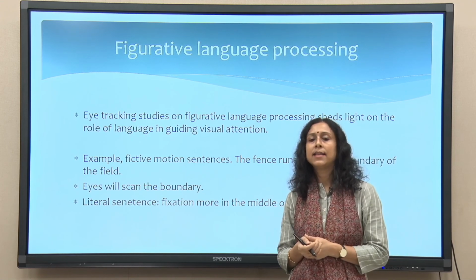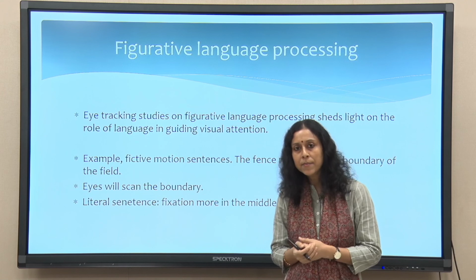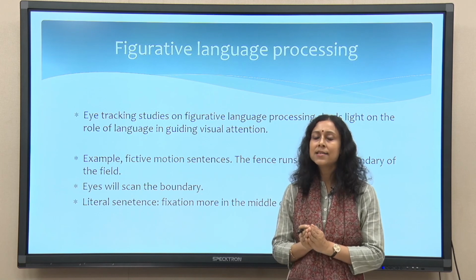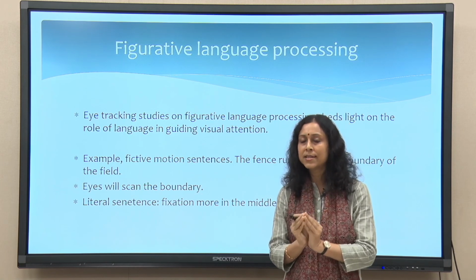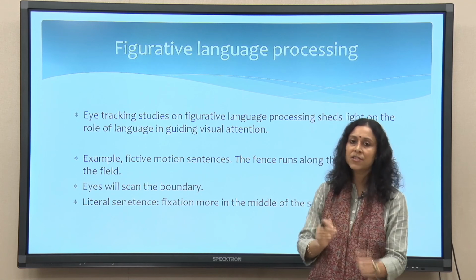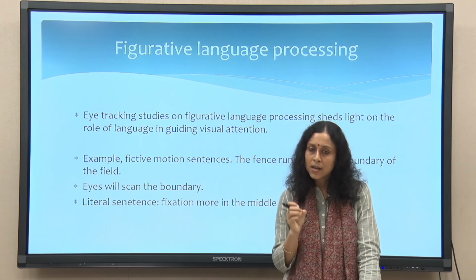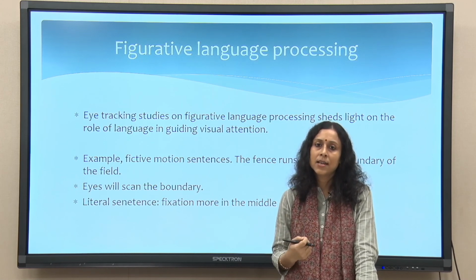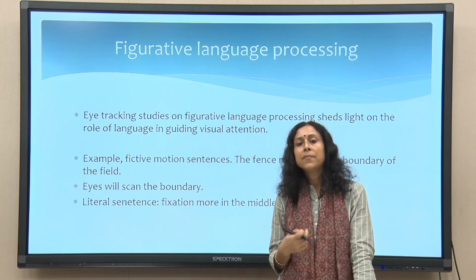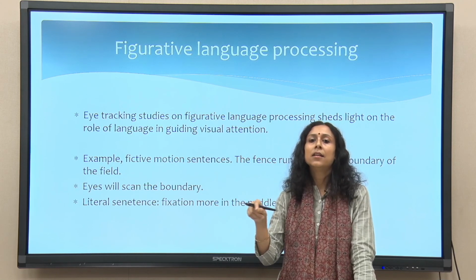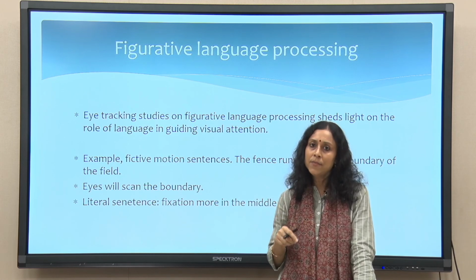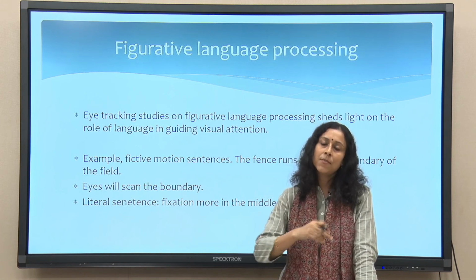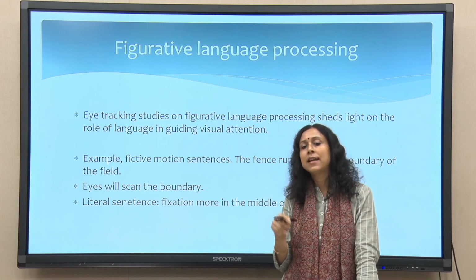The remarkable finding is that when the scene is accompanied by a literal sentence simply saying that it is there, then the eye movement fixates on the middle of the scene, more often than not. So, the fixation duration is higher, with more focus on the center of the picture. However, when the same scene is accompanied by a fictive motion sentence, the eyes actually scan along the trajectory of the thing that is mentioned, be it a fence, a river, a road or whatever. So, you see more fixations along the trajectory than in the center.